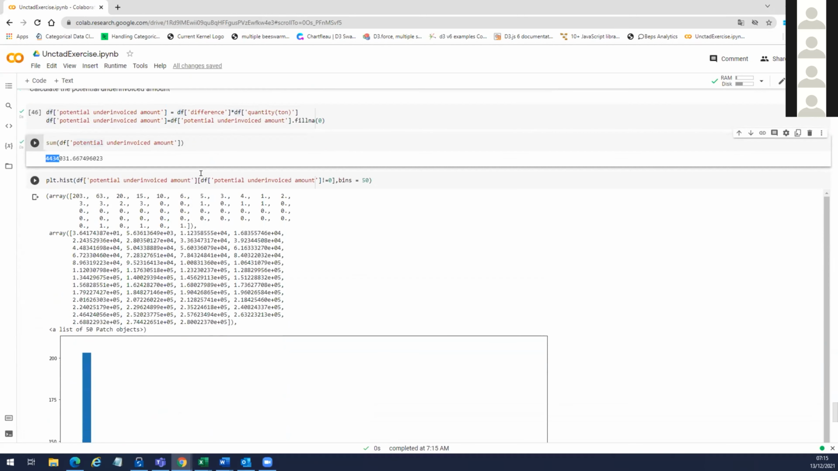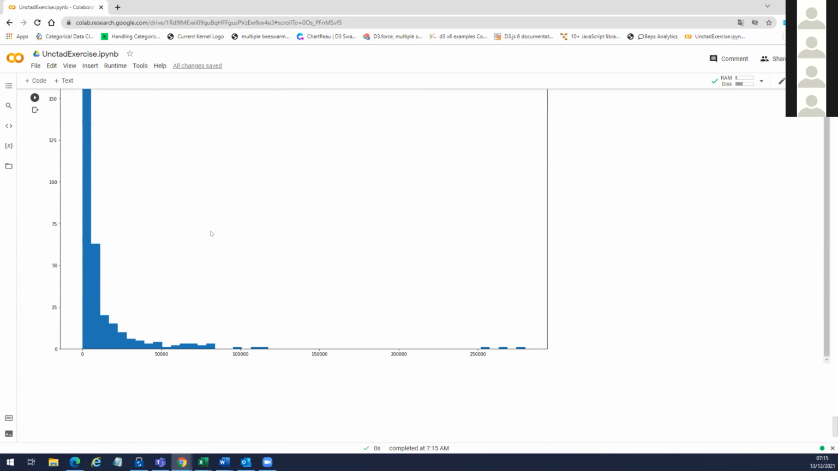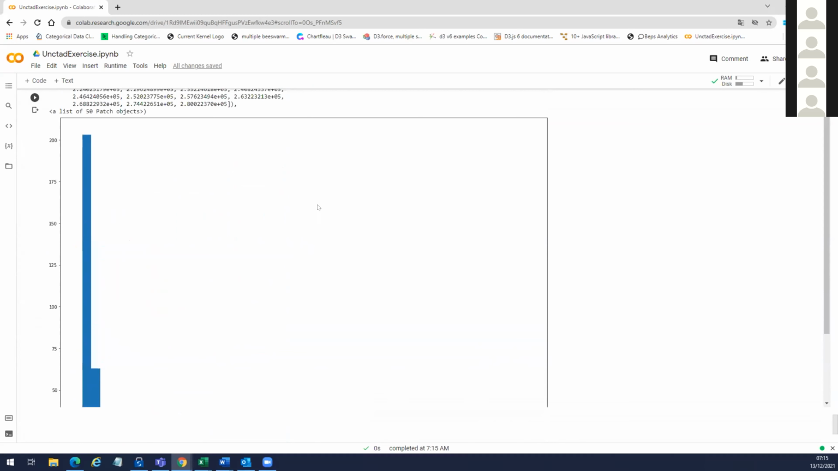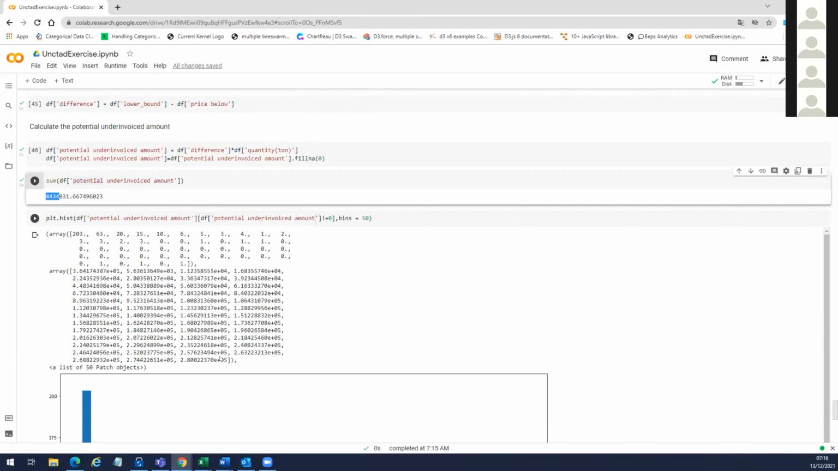I can show this in a histogram. You can see most operations lie in the low range, with so few potential, but some operations, 3 of them, are very, very large operations that must be inspected. But these other operations are suspect too.